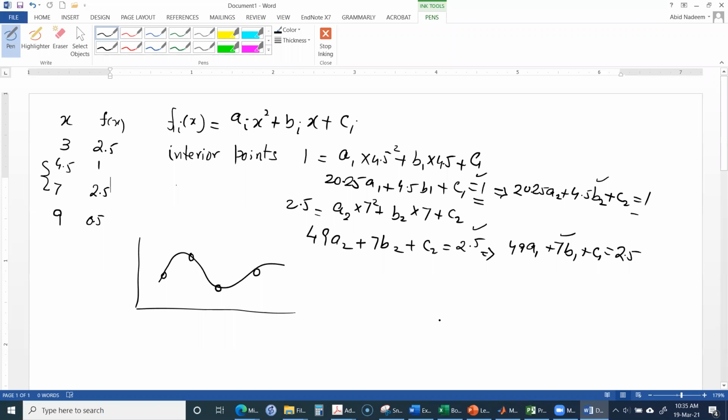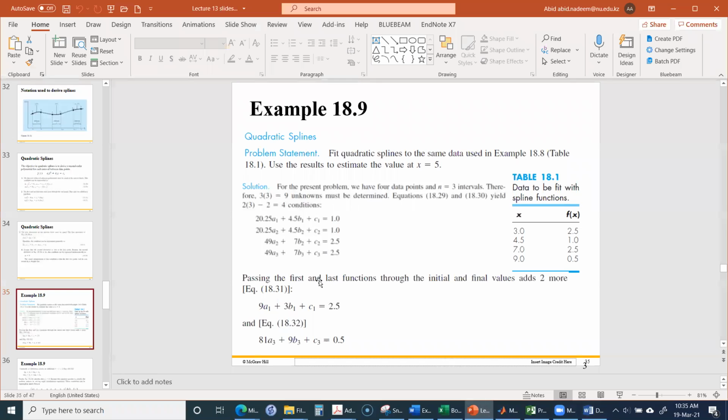Now, for the endpoints, we can also get equations. This is the first interval, and this is the last interval. In this case, there will be how many intervals? A1, b1, a2, and a3. Three intervals in this case.